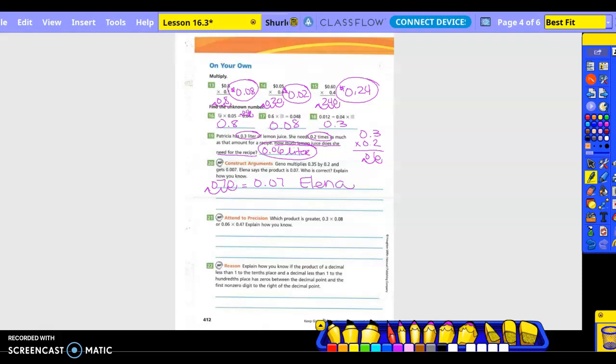Okay, so Gina was right with her number and decimal place values, right? But it was just that 35 times 2 gives you 70, and then you can drop off the 0. Okay? All right, number 21.